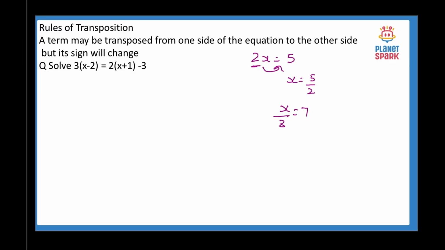Also, division will become multiplication. x upon 3, since x is divided on LHS, on RHS it would be multiplied. So these were the rules of transposition. With the help of these rules, let's start solving the questions.